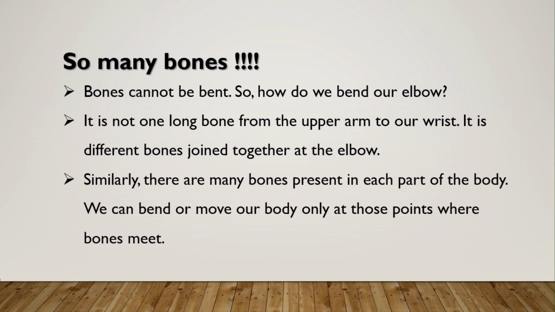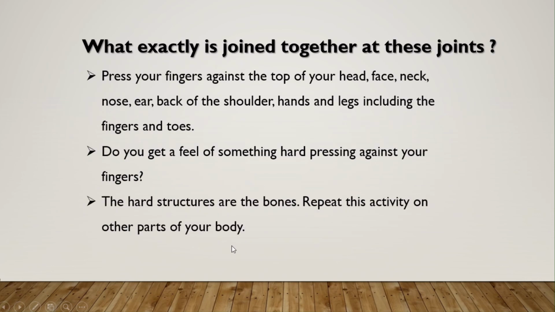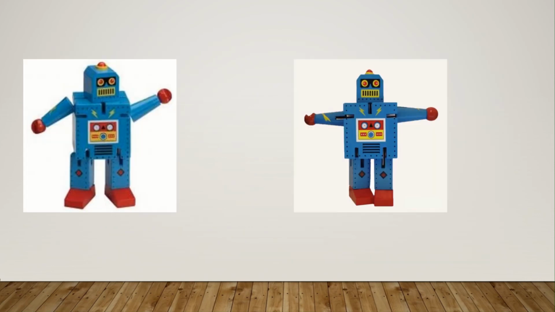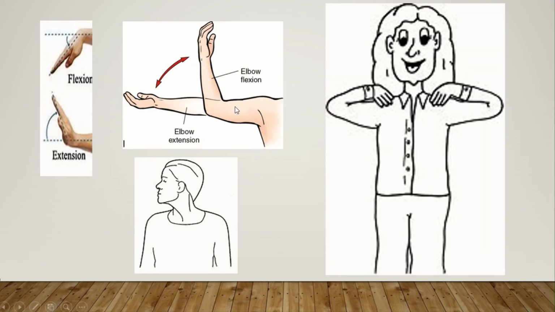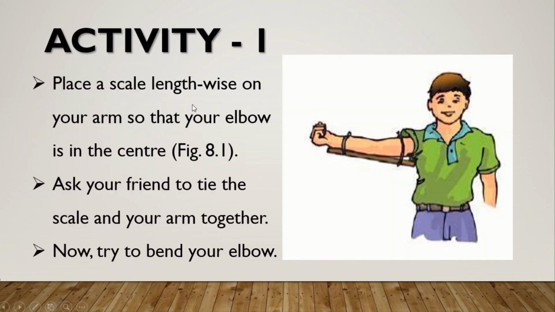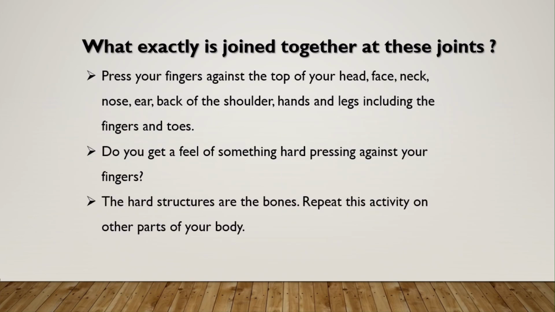Now what is called the upper arm? Let's look with the help of a picture. This one is called the upper arm, and from the upper arm to here there is the wrist. There is not a single straight bone. If it were straight and hard like a scale, we would not be able to move it. But it is not a long bone.